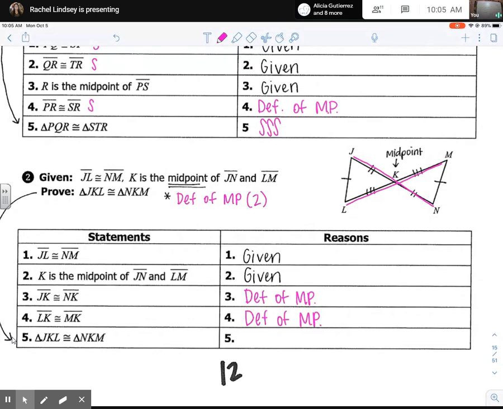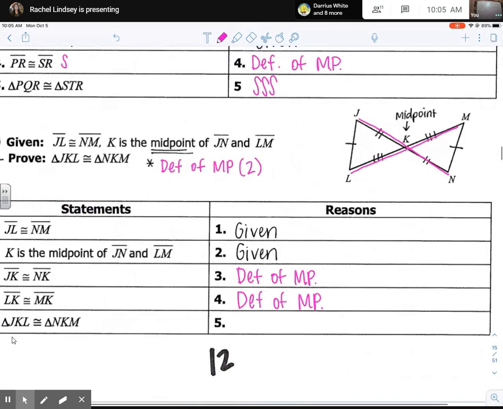And then what I'm trying to prove is triangle JKL is congruent to triangle NKM. How would I know those two triangles are congruent? Side, side, side. I can just look at the picture, see what I've marked. I've got 3 sides, so it's side, side, side. Or you can look in here, you see you have a side congruent, side congruent, side congruent. So side, side, side.